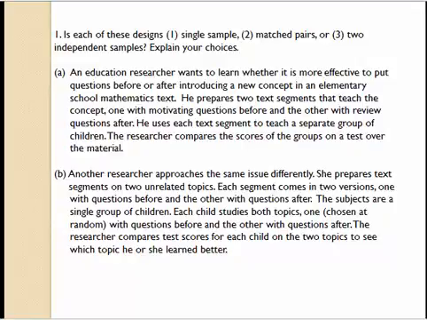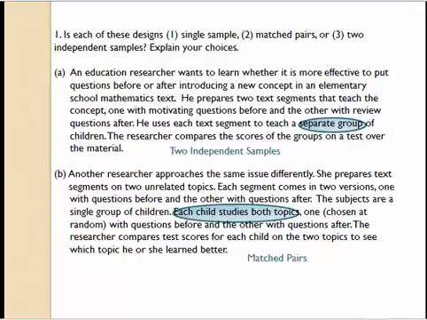So if you look at part A, the key is how the researcher is going to collect information. It says he uses each text segment to teach a separate group. There are two separate groups being compared, so it's two independent samples. Then on part B, each child studies both topics, and then they're assessing each child twice. That's matched pairs.